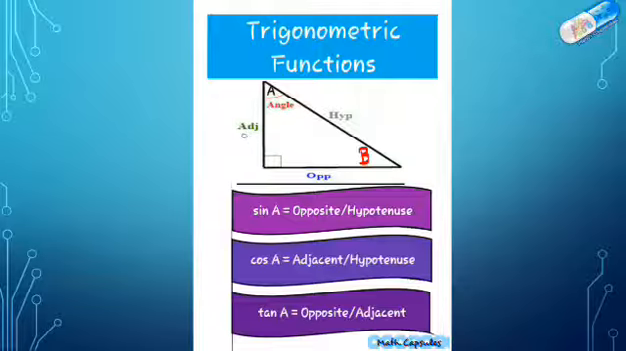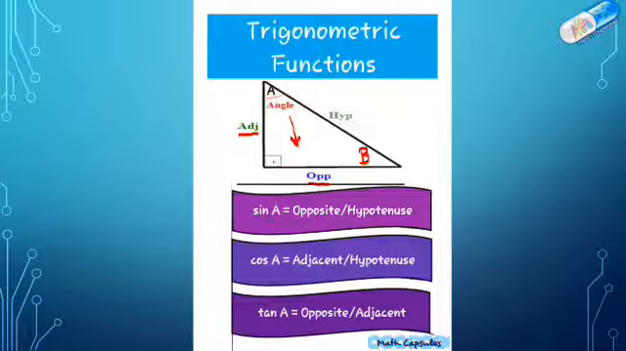This is called the adjacent. So the adjacent side here is the side that is adjacent or near the angle A. And the opposite side is the side that is opposite to angle A. And of course, the hypotenuse is the side that is opposite to the right angle. So the three main trigonometric functions are sine, cosine, and tan.